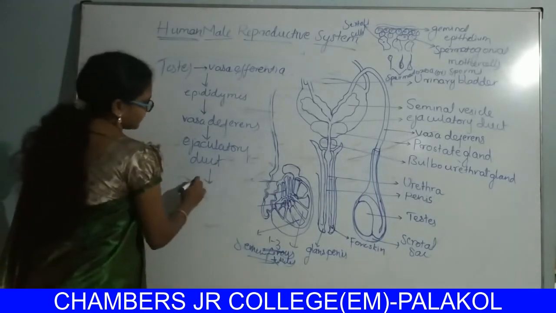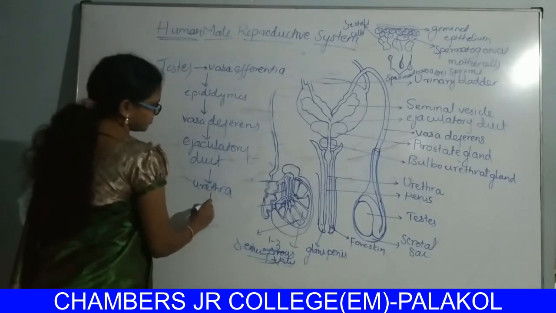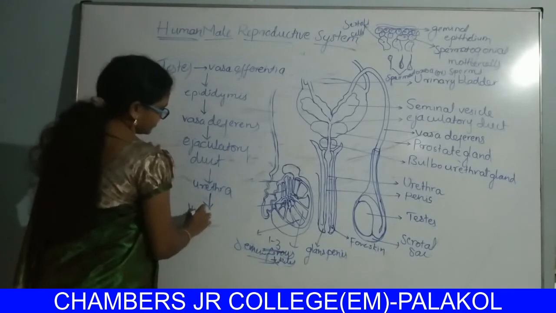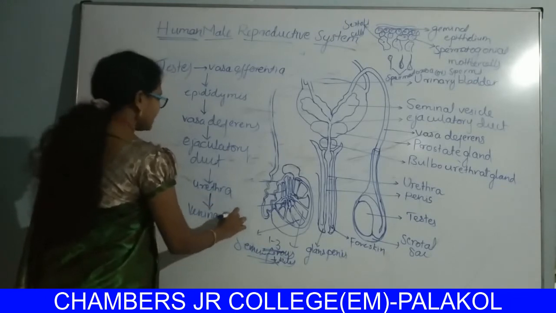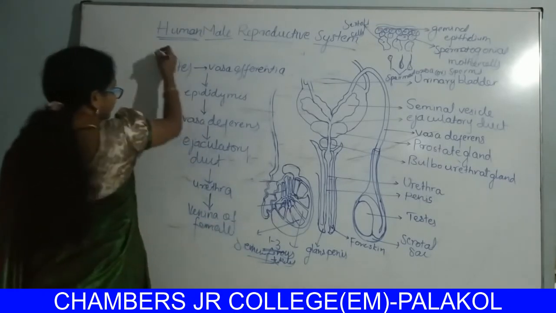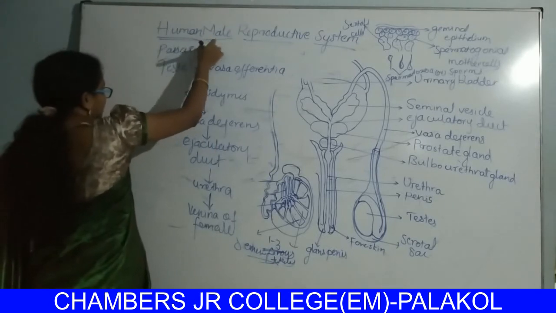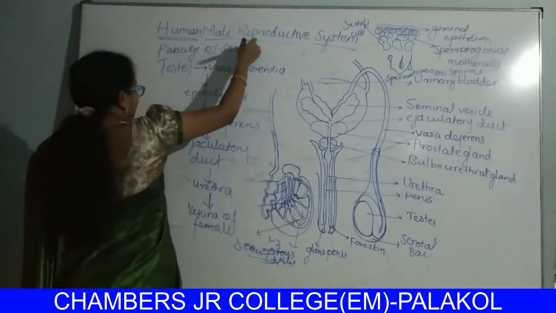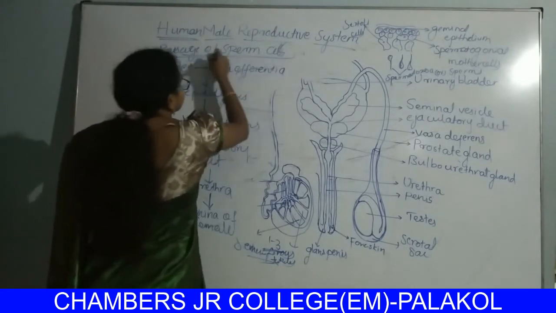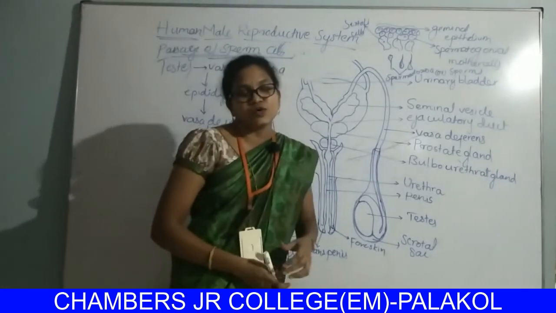Next, urethra, and then the vagina of the female. This is the passage of sperm cells. Okay. So this is about the male reproductive system of humans.